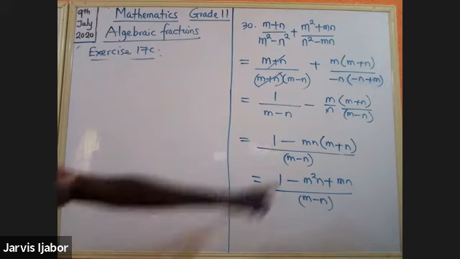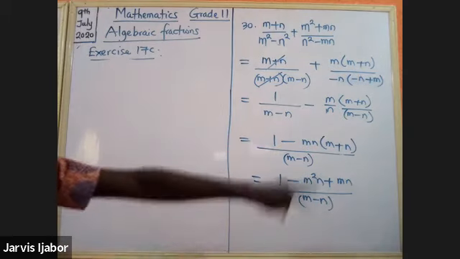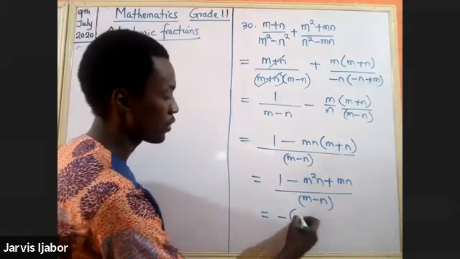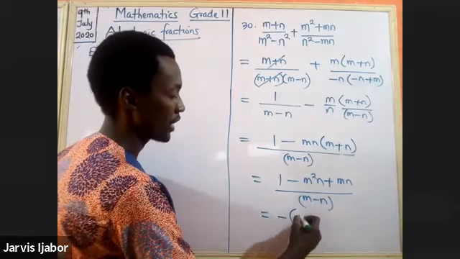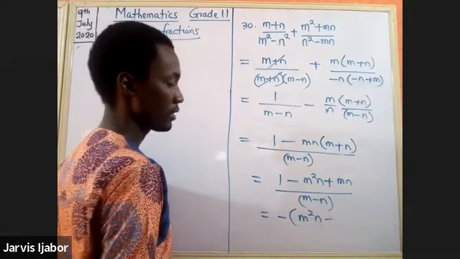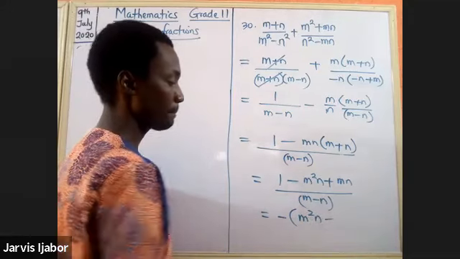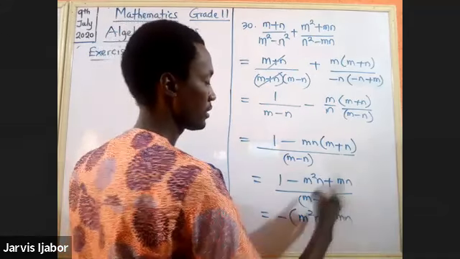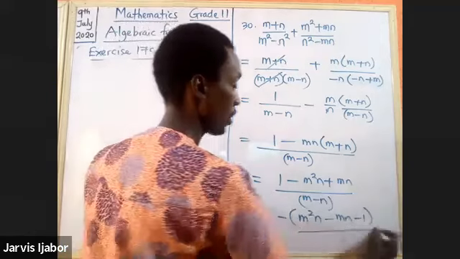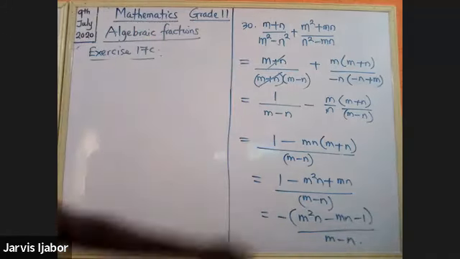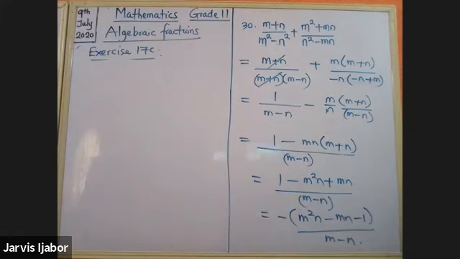I can rearrange this and get an interesting answer. This will give me negative into m squared n minus what? M squared n minus mn minus 1 all over m minus n. Now this one approach I can choose to take.